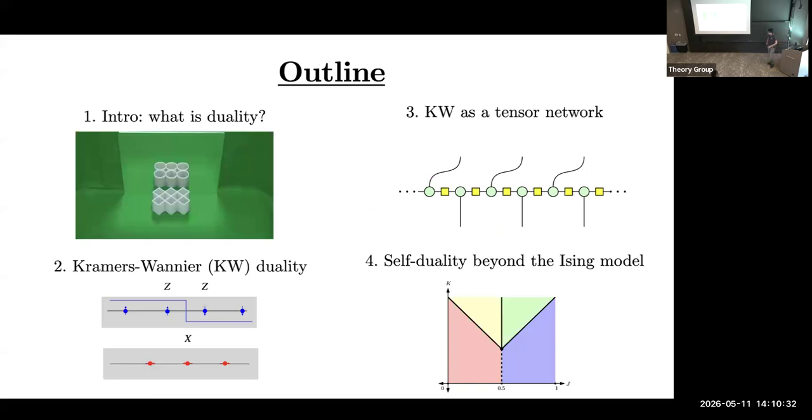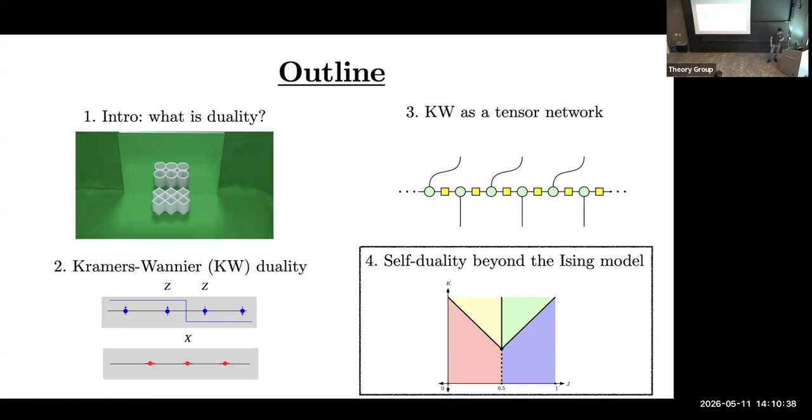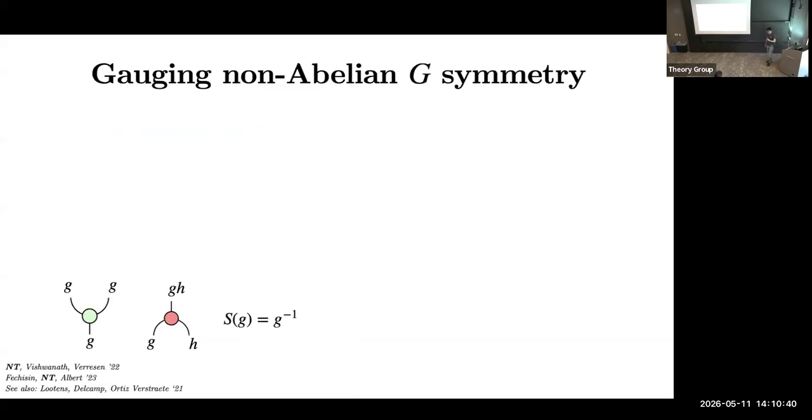Okay. So now I want to talk about the self-duality, going beyond the Ising model. Before that, let me just mention how to do it for the group case first. A similar map here can be used to gauge a non-abelian group symmetry. The only difference we need is that instead of the GHZ state, this green tensor just needs to copy group elements to two group elements. And instead of addition mod 2, we just need to change this to multiplication.